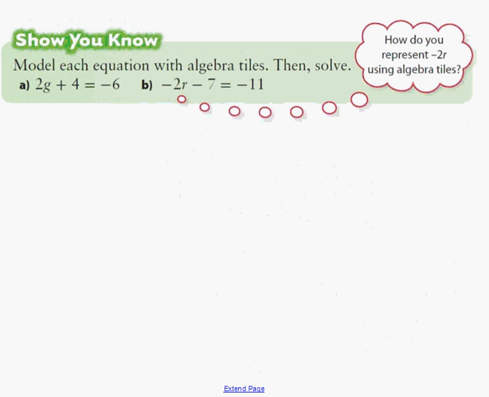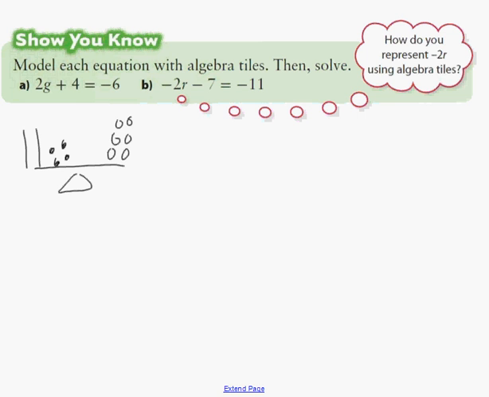In the second example, it says model with algebra tiles. This is the exact same type of question as the first one. It's a little bit different because of B. So we're going to look at these two just real quick just to show you what it looks like. In the first example, A, we have two g's, or two variable tiles, and a positive 4, represented by 4 positive integer chips, equals -6.